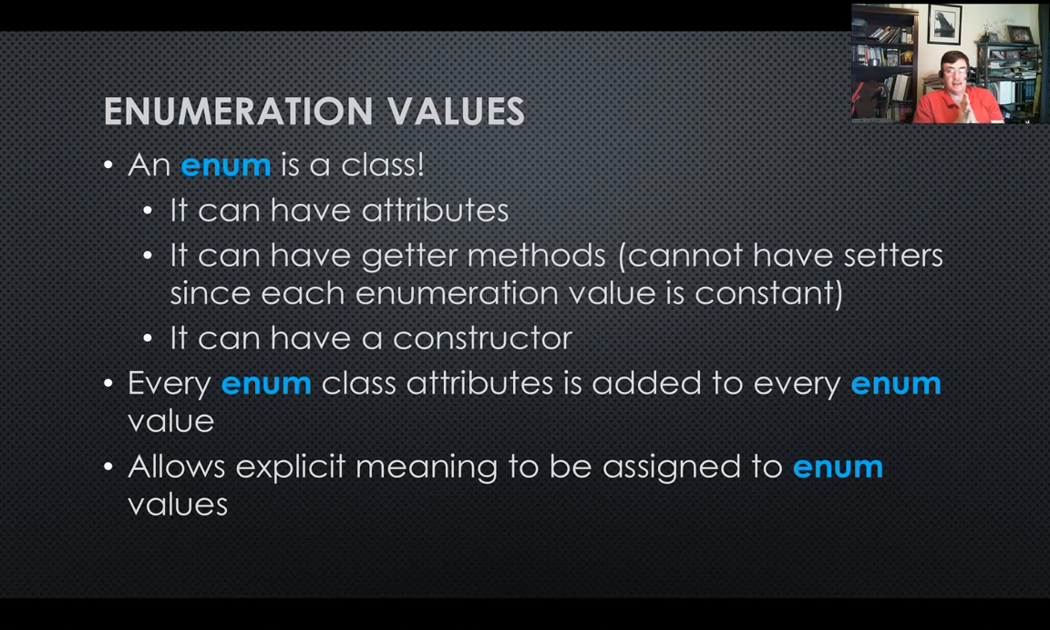Every enum class attribute is added to every single enum value, and that allows us to provide explicit meaning to values in an enumeration. So the position in the list has no explicit meaning, but we can define our own explicit meaning. So let's look at a complete enum class that you'll probably see something fairly similar to when you actually start doing FRC programming.